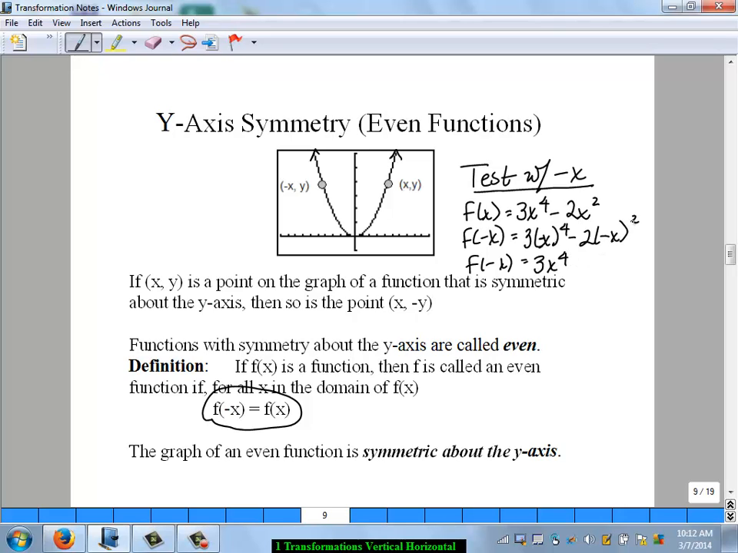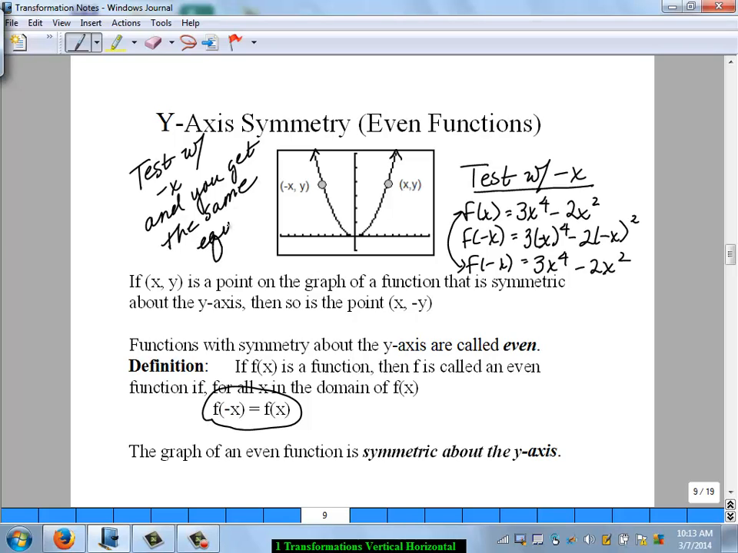And if I have negative x squared, it's the same thing. So I end up coming back. These two are the same thing now. If I get it back, all right, then I know it's symmetrical. So if you test with negative x and you get the same equation, then it has y-axis symmetry. It's symmetric. It's an even function. Okay?